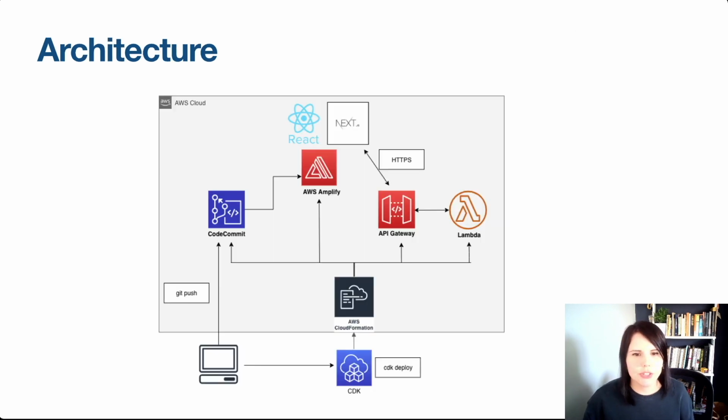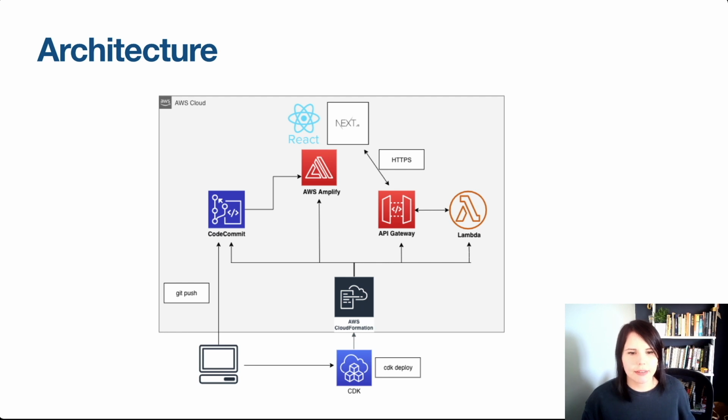This is an architectural overview of the application that we will be deploying. We will be creating a CodeCommit repository, Amplify app, API Gateway, and Lambda. And all of this will be defined and deployed using AWS CDK. CDK will be converted to a CloudFormation template, which will be deployed in the target region to create our resources.